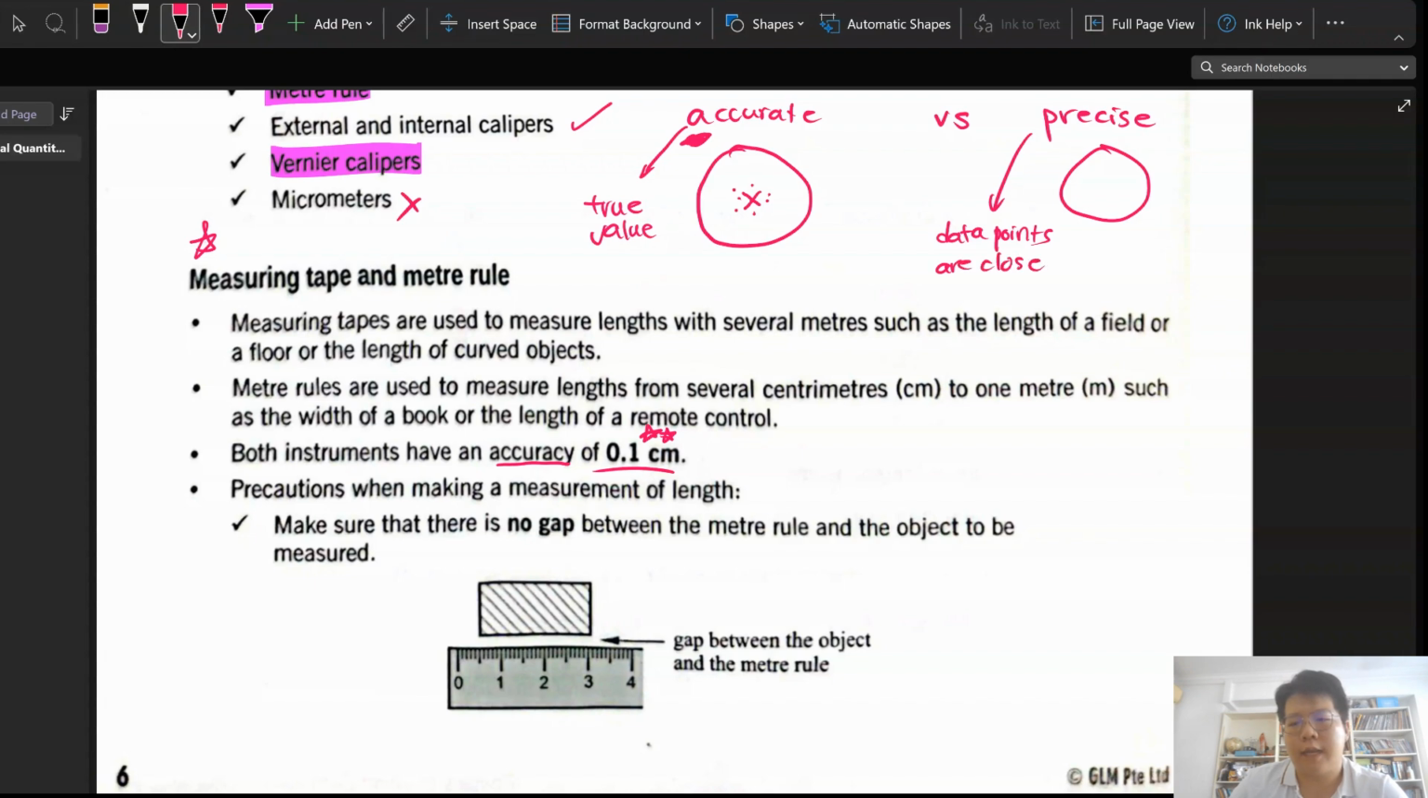So an object can actually be precise but not accurate. An example of that would be this. Precise basically means the data points are close to one another, as you can see over here. These data points are precise, but obviously it is not accurate because it is very far away from the true value. So data points that are close are basically precise, and accurate is basically close to the true value.